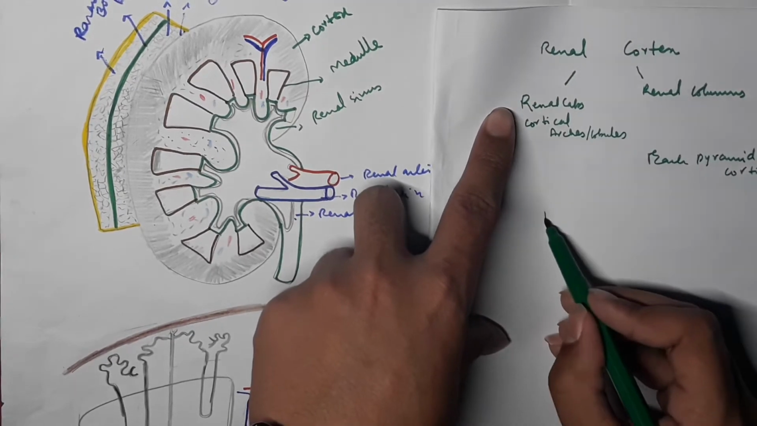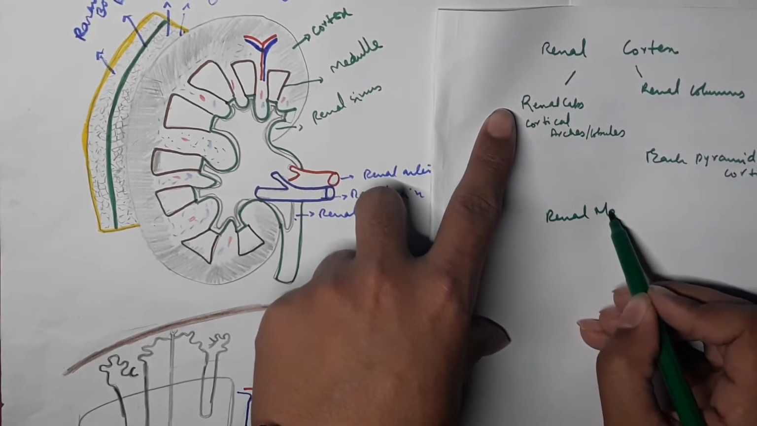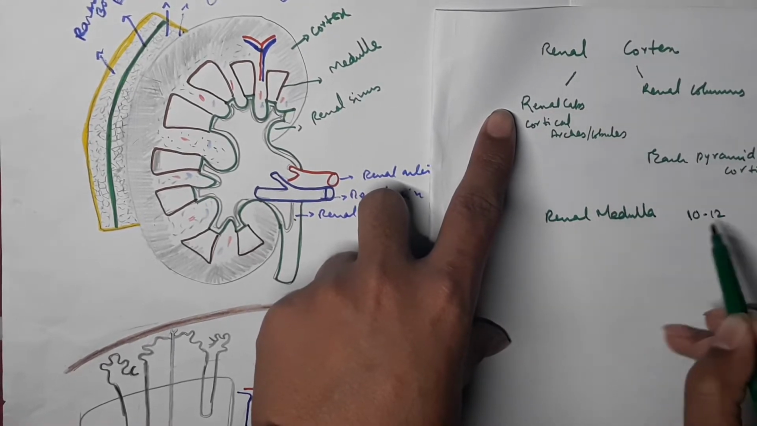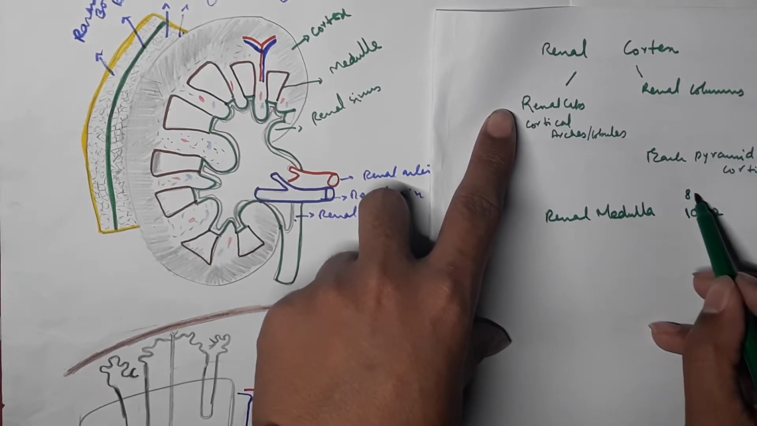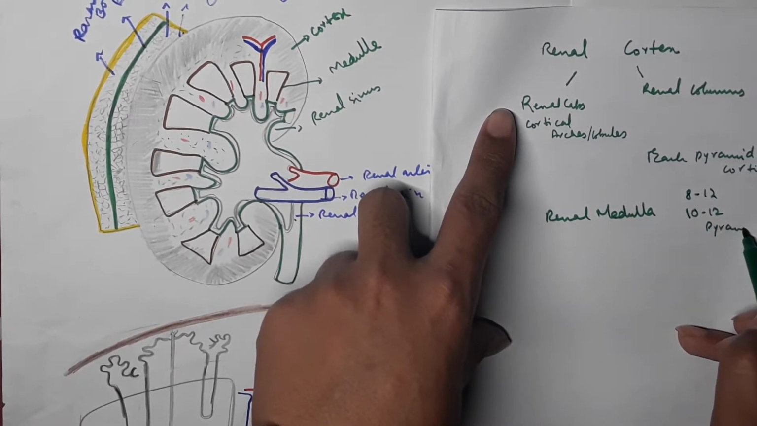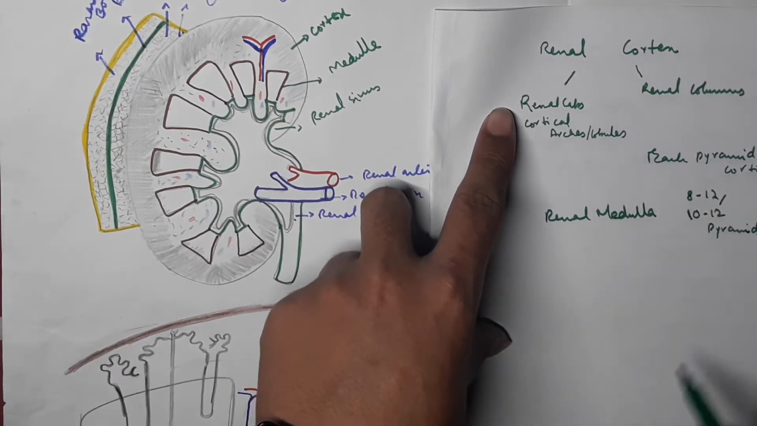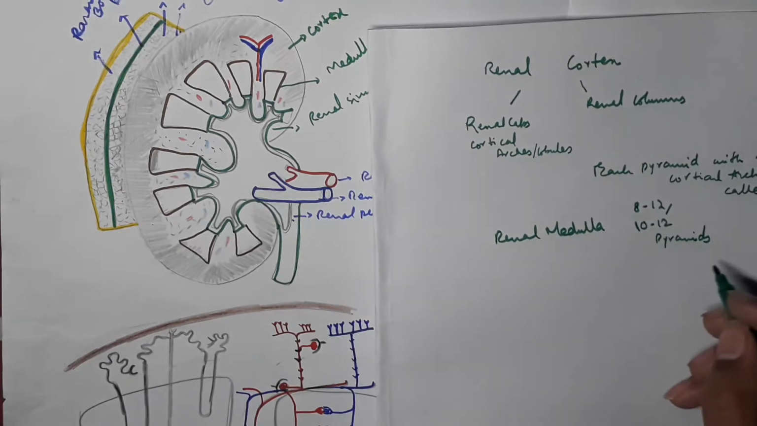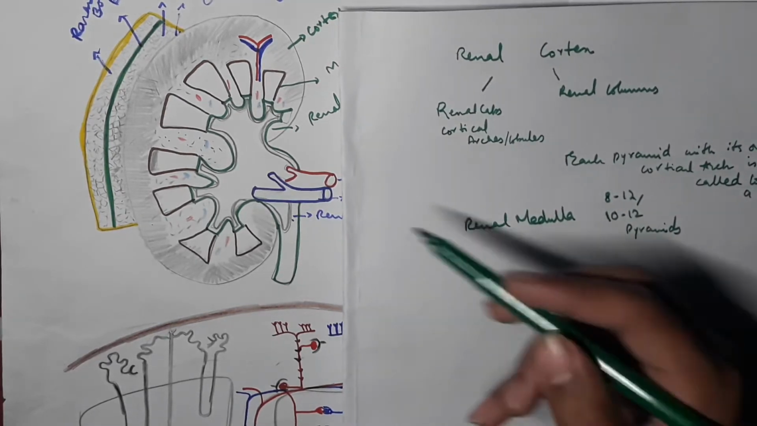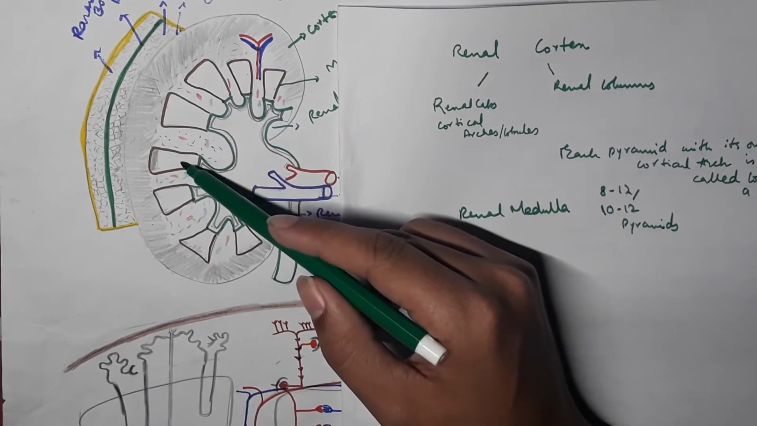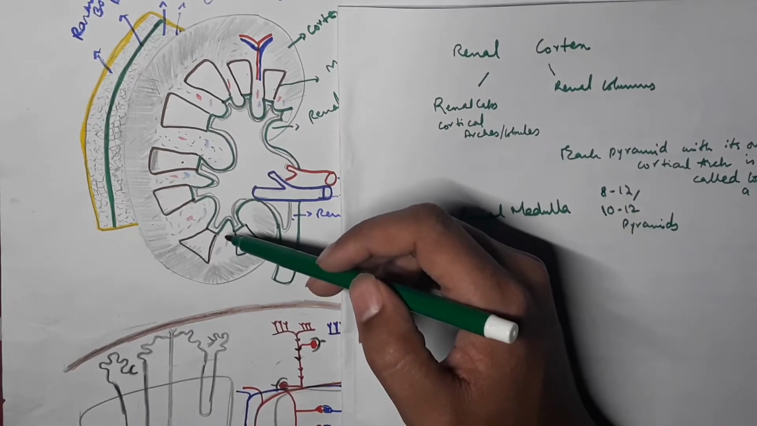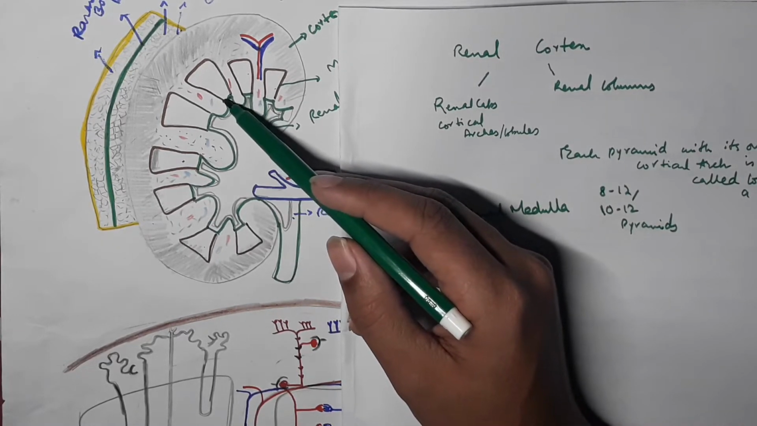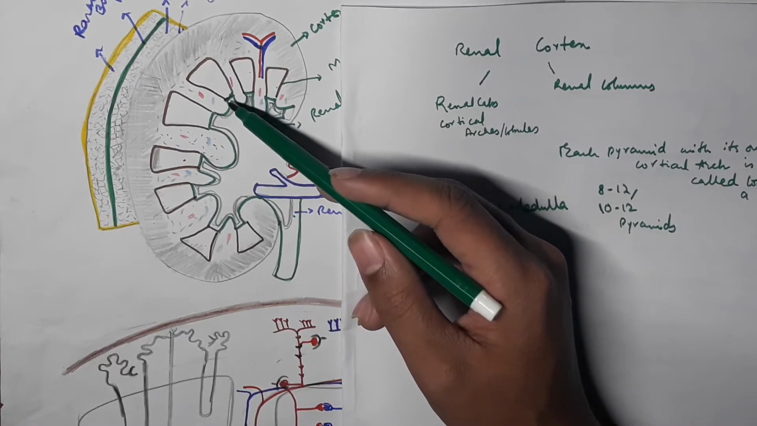Now after renal cortex we have renal medulla. So renal medulla is composed of 10 to 12 pyramids. Some books write 8 to 12, some 10 to 12 pyramids. These are the pyramids, triangular inverted pyramids. At the apexes of the pyramids there is renal papilla.